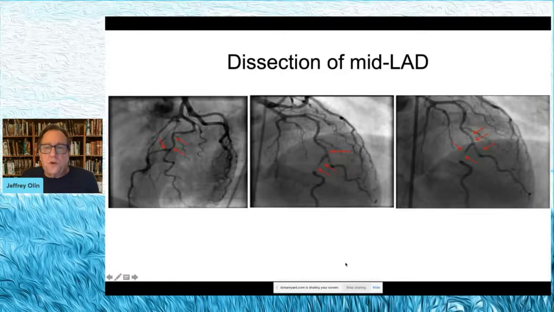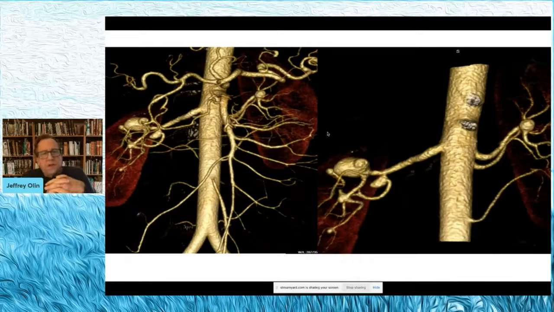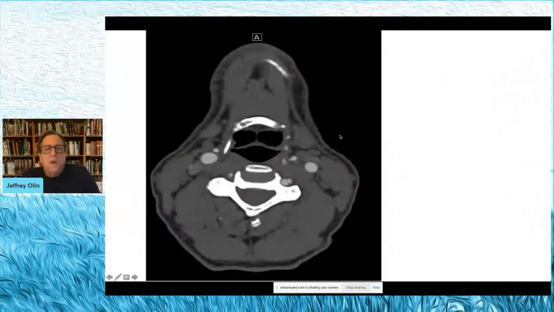Now, one of the contributions that we have made in the registry is pointing out how common aneurysms and dissections are. This is a CT angiogram showing the renal arteries where you have several aneurysms, one here, one here, one down here. And this is a dissection. You see this line in the vertebral artery?